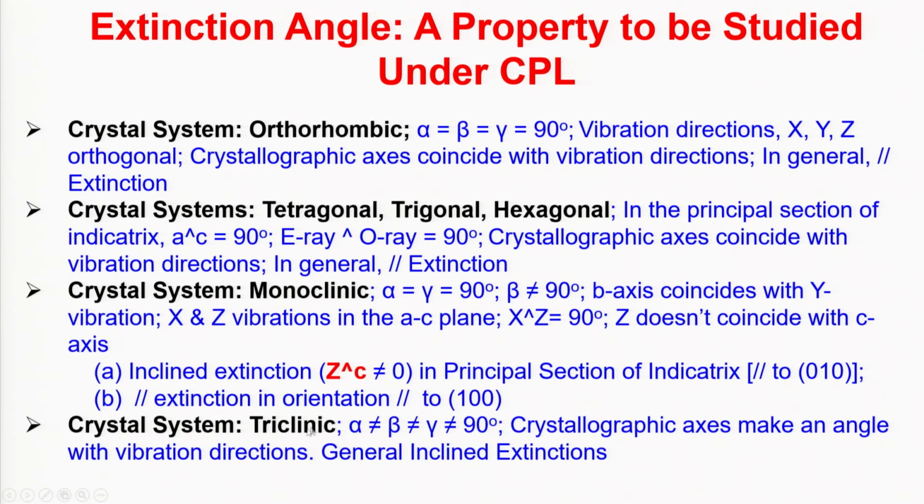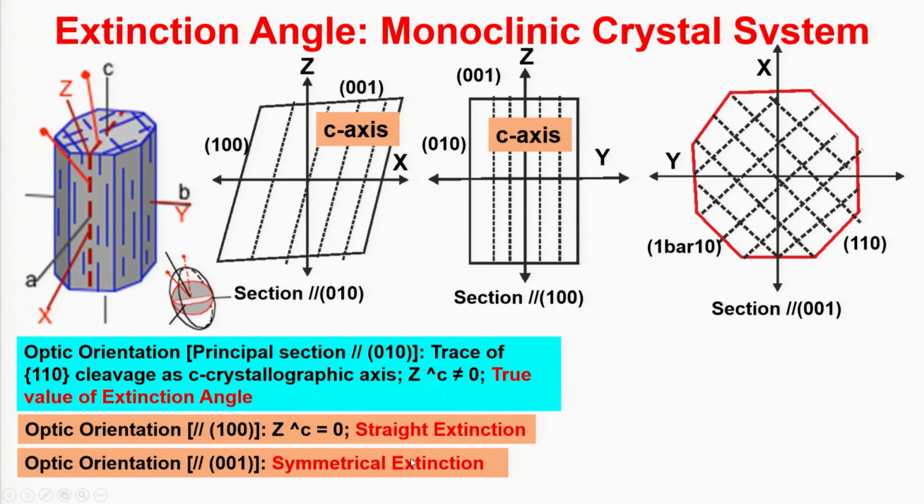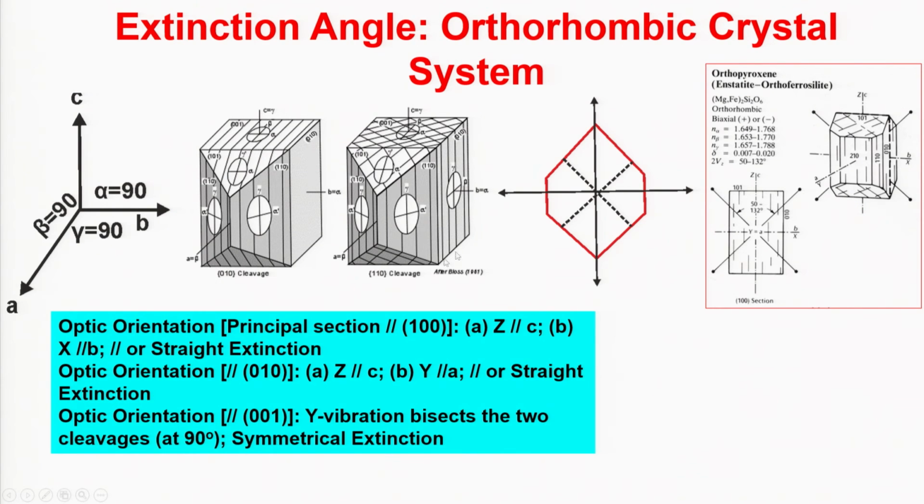So, generally triclinic minerals will show inclined extinction. Let us see an orthorhombic crystal system, where, as I have already mentioned, alpha is equal to beta is equal to gamma is equal to 90 degrees, and this is the A, B and C orientation. Now, let us consider there are two crystals of orthorhombic crystal system.